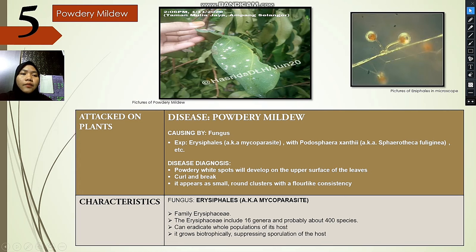So the last one is powdery mildew disease. This disease is caused by a fungus, which is commonly Erysiphales, also known as mycoparasite. The disease diagnosis found on the plant is like this. Powdery white spots will develop like this, and the leaf also curls and breaks. It also appears as small round clusters with a flour-like consistency.